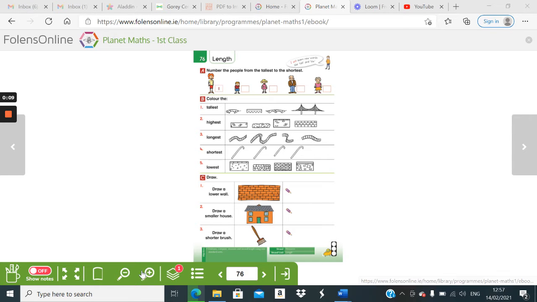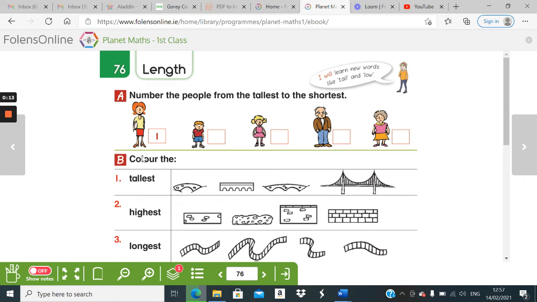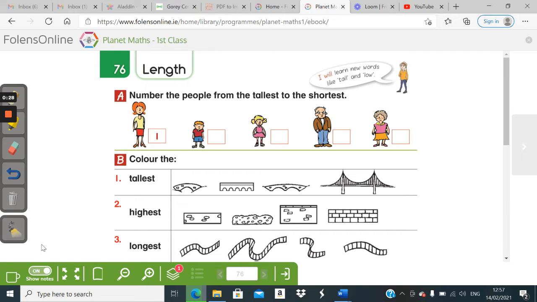Okay, let's zoom in and see what we have to do. First thing is we need to number the people from tallest to shortest. So we had a look at who was the tallest and who was the shortest out of a group of people yesterday. This time we're going to number them in order. Now, number one will be the tallest person. And number five, because there are five people, will be the shortest.